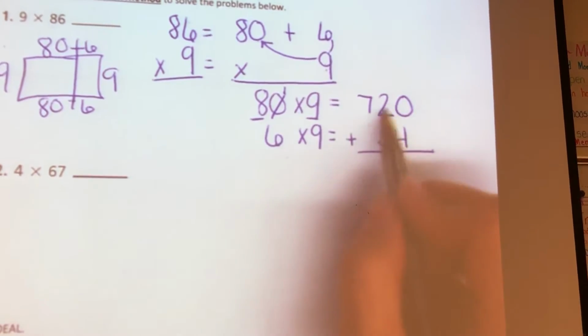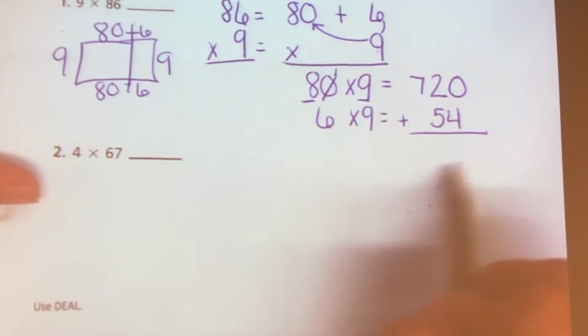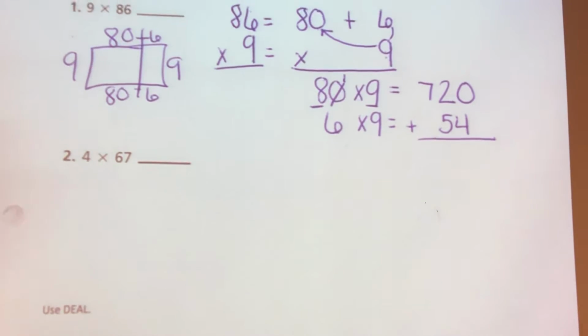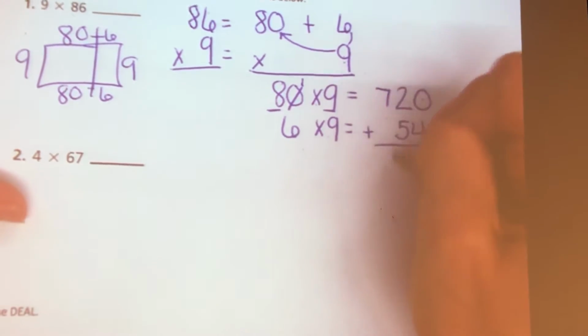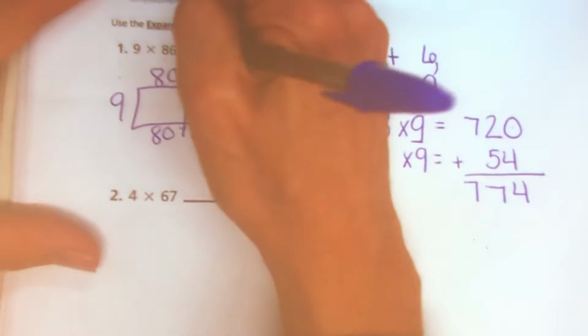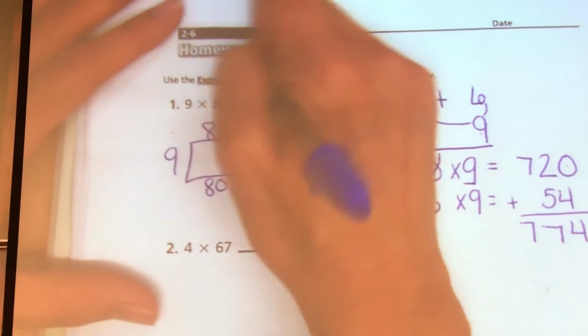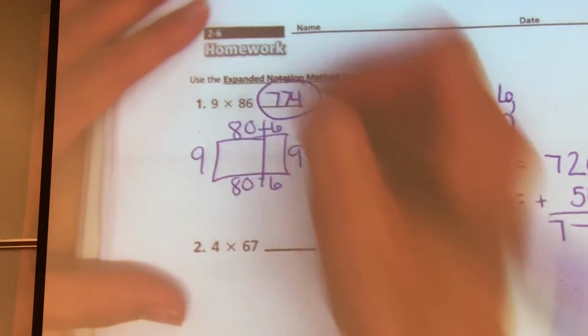Now they're already stacked. And what I know is I have to take my tens product and my ones product and put them together to get the entire product. So 0 plus 4 is 4, 2 plus 5 is 7, and that would be 7. My very last step is to take this answer, put it back up here, and circle it. 9 times 86 is 774.